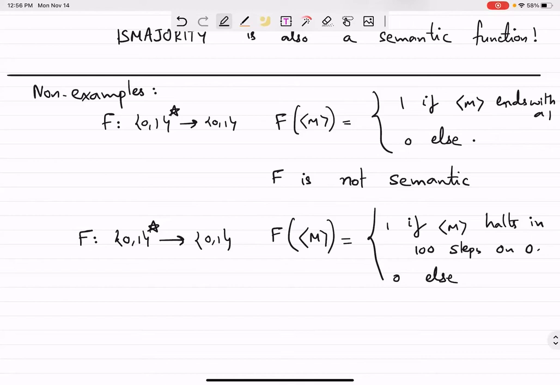And is this a semantic property? No, right? Because again, I can get the same input output behavior but with different outcomes for f. What if I just have a trivial loop at the beginning of the program which runs for 100 steps? The input output behavior is not changing, but the outcome of this function f would change. Okay, so f is not semantic.